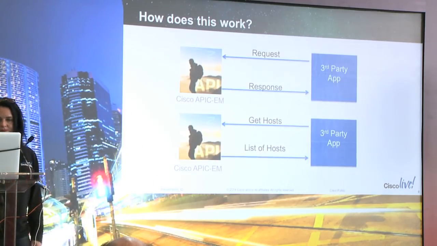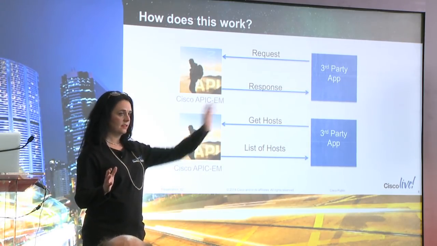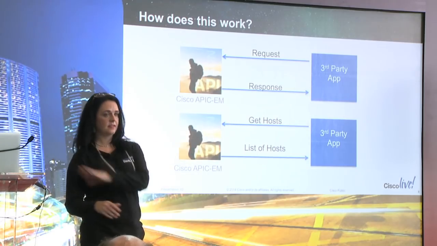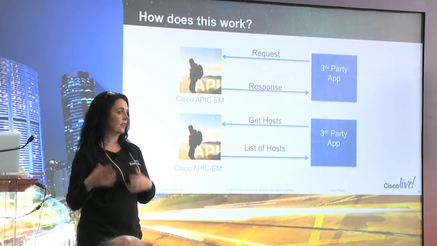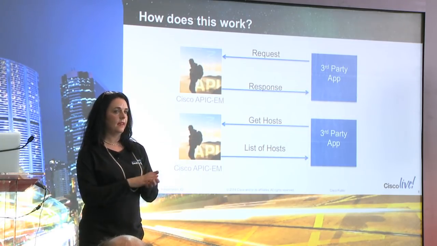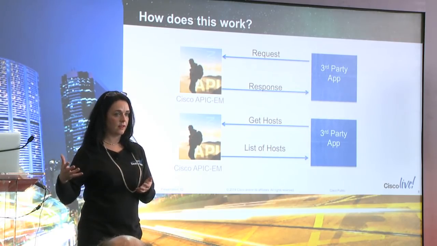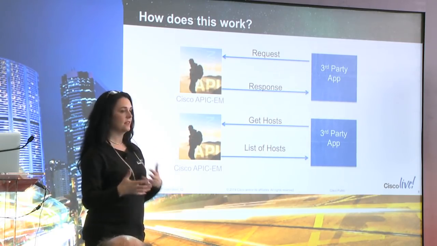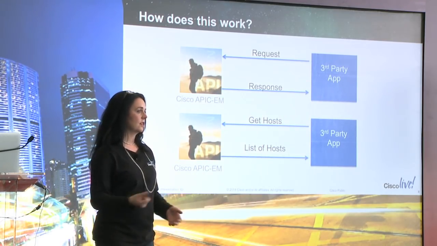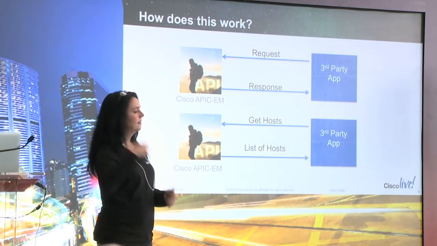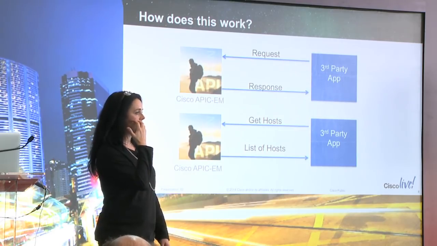Yeah, okay. So the basic idea is that your third-party app makes a request to the API and the API sends some information back. That information could be data that you're going to use and display and do something with, or it could be a, hey, this worked, it was successful, or it didn't work, there was an error. But that's really the basic concept. The most simple example we're going to look at is I want a list of hosts. We're going to use the APIC-EM APIs. We're going to say, give me the list of hosts, and it returns the list of hosts. So it's a really straightforward example.